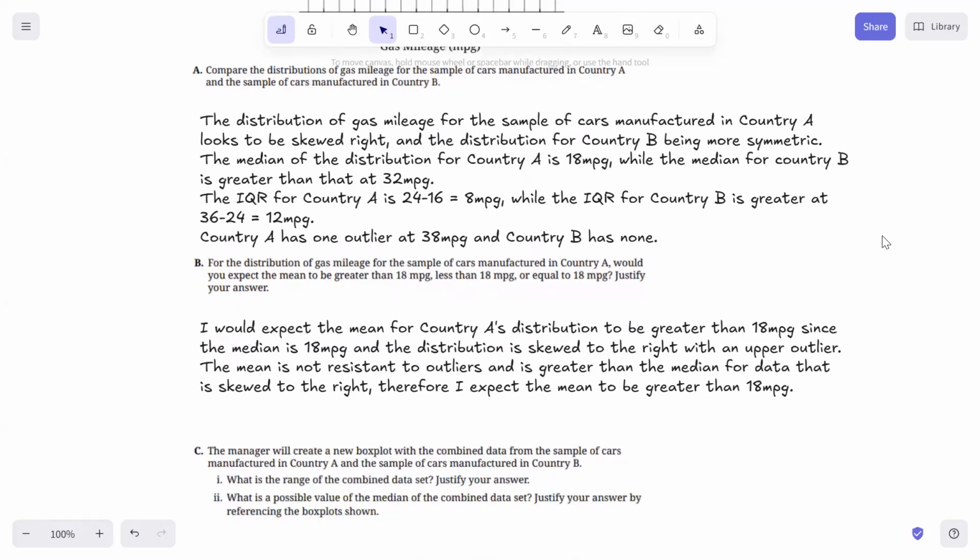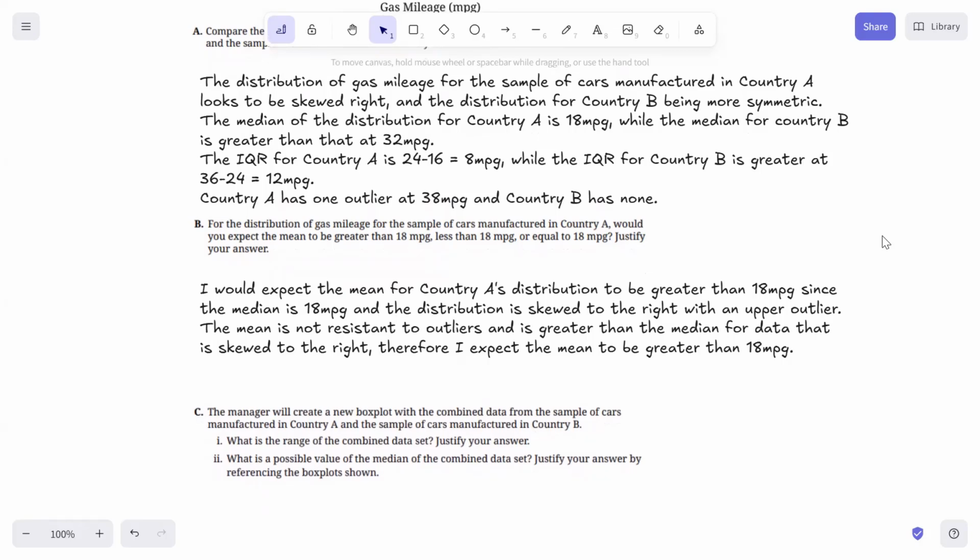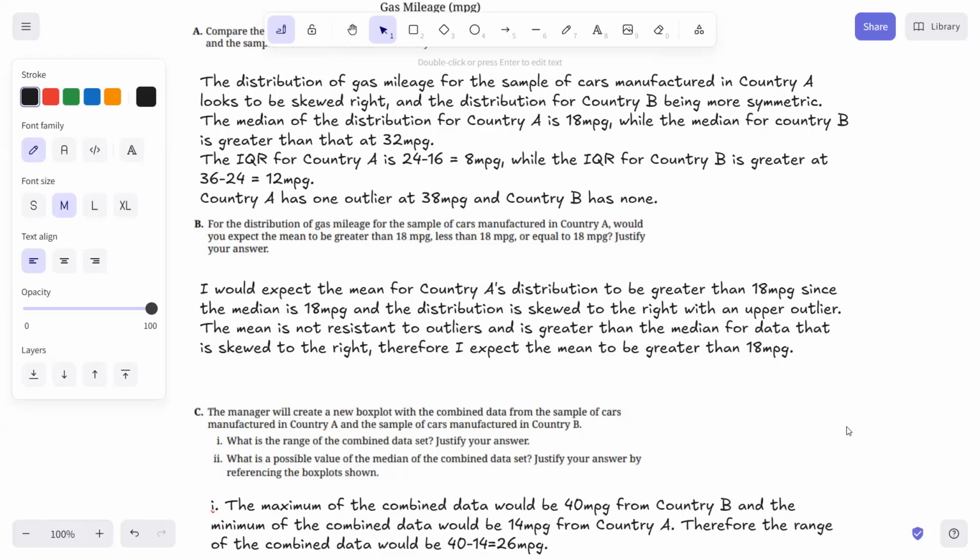Part C, the manager will create a new box plot with the combined data from the sample of cars manufactured in country A and the sample of cars manufactured in country B. What is the range of the combined data set? Justify your answer. So with justification, the maximum of the combined data set would be 40 miles per gallon for country B, and the minimum of the combined data set would be 14 miles per gallon from country A. Therefore, the range of the combined data would be 40 minus 14, or 26 miles per gallon.